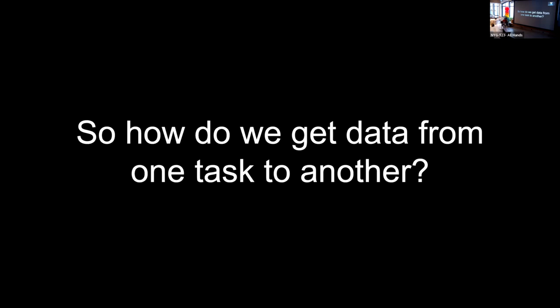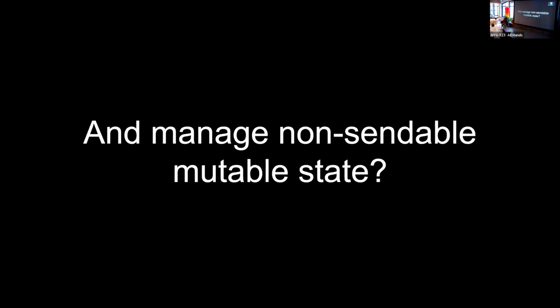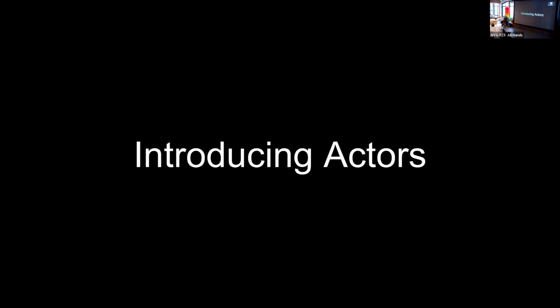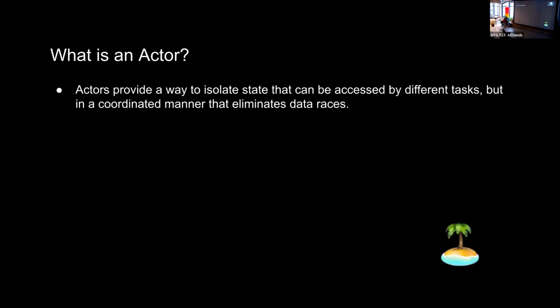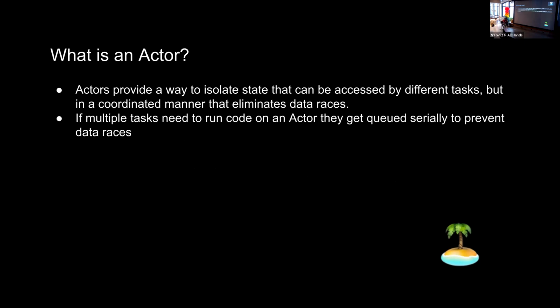Okay, so how do we get data from one task to another? Now that we have this protocol that says how you can send something safely, what about things that are mutable state? Like you're flipping things on and off, your app responds to state, you need to be able to manage that somehow. So that's where actors come in. So, what's an actor? Actors provide a way to isolate state that can be accessed from different tasks, but in a coordinated manner that eliminates data races. In other words, they're kind of like a serial queue. If multiple tasks need to run code on an actor, they get queued serially.